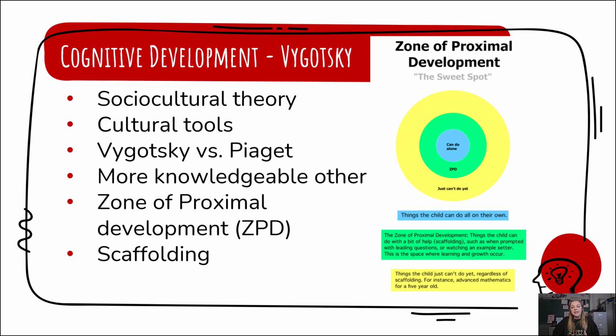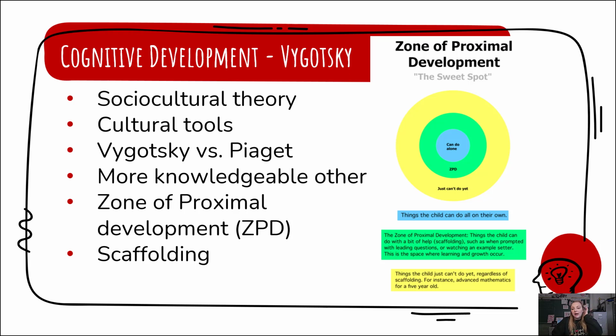However, they're different in the sense of Piaget really believed in these fixed stages. So sensory motor, pre-operational, concrete operational, and formal operational. While Vygotsky doesn't really think there are stages that children go through. He believes that there's continuous development throughout our lifespan and through social interaction.